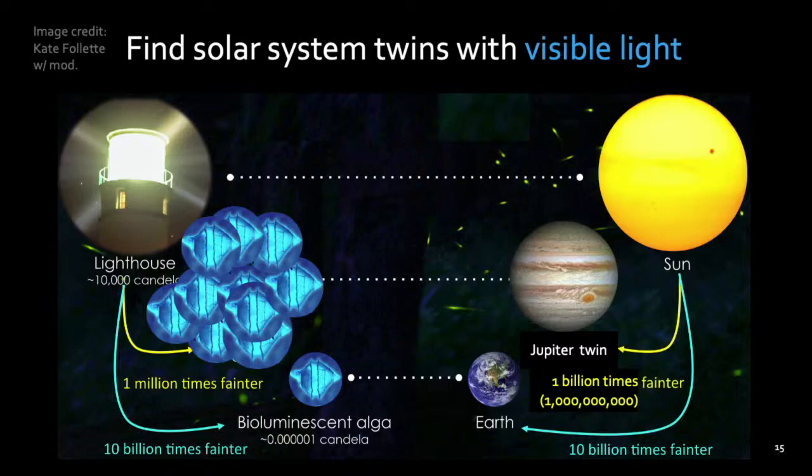And if you go all the way down to something like an Earth, where we really want to be getting to with next generation missions in the coming decades, you need to be able to see a planet that's 10 billion times fainter than its star. And that really is basically like one cell of bioluminescent alga next to that lighthouse halfway across the country. So that's a factor of 10,000 better in brightness ratio than what we can do today. That's too much to do in one generation of instrument development. So we're going to do it in a couple steps. And the first step should get us to something like a Jupiter twin.